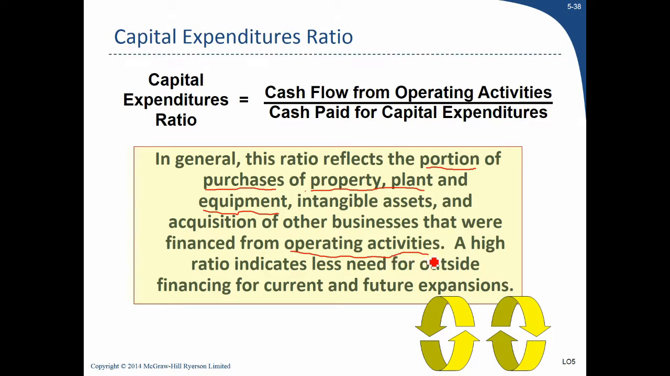That's like saying if you went out and bought a new car for $10,000, you might care if that cash is coming from selling an old car versus working for 6 months to save up for it. Operating versus investing, or going to the bank and getting a loan, that's financing. A high ratio indicates less need for outside financing for current and future expansions.